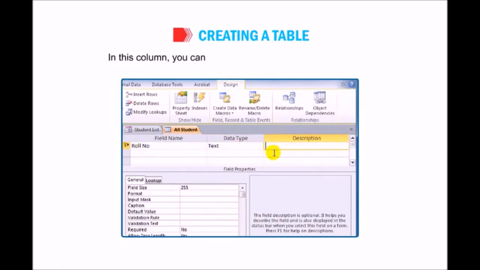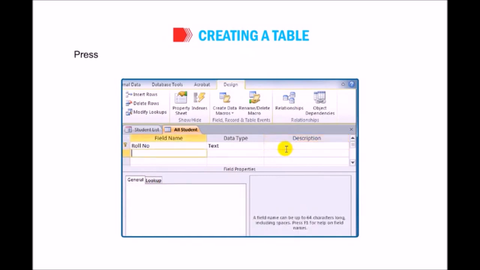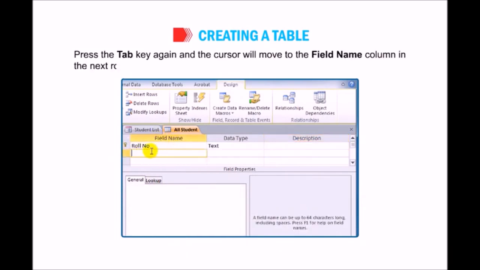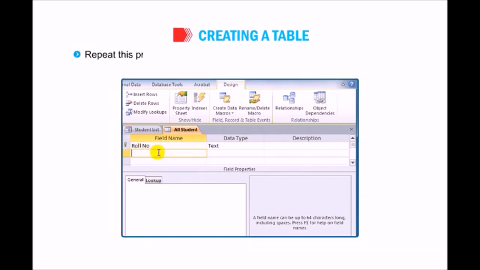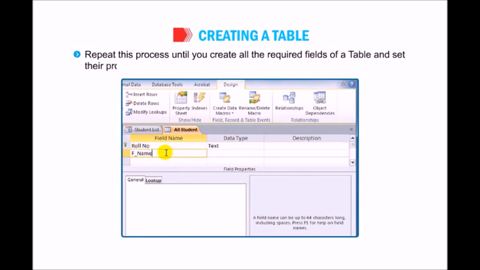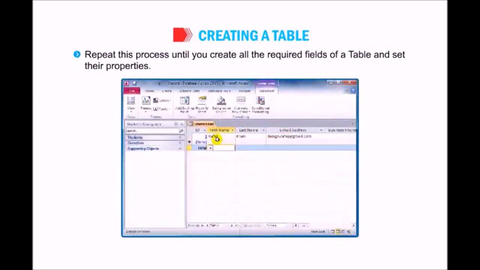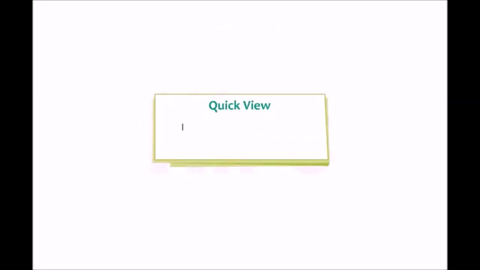In this column, you can give any comments related to the field. This is an optional step. Press the Tab key again and the cursor will move to the Field Name column in the next row. Repeat this process until you create all the required fields of a table and set their properties. Let us take a quick view. Press Ctrl+S to save the changes and close the table.